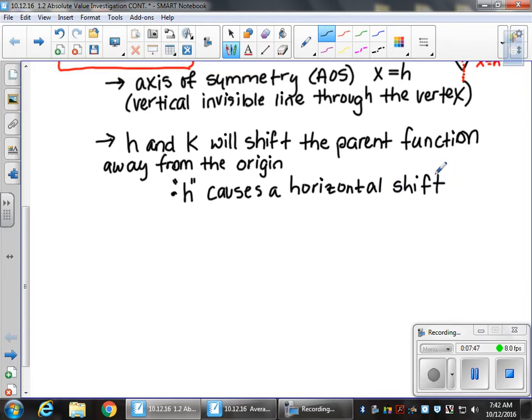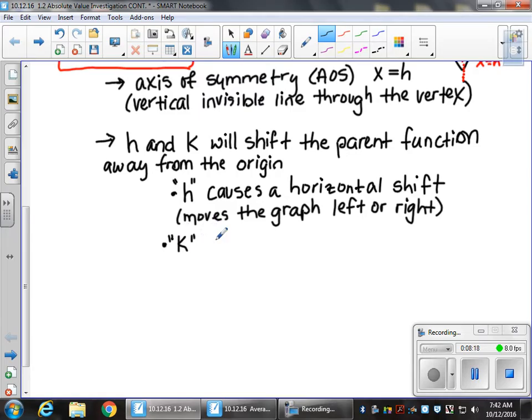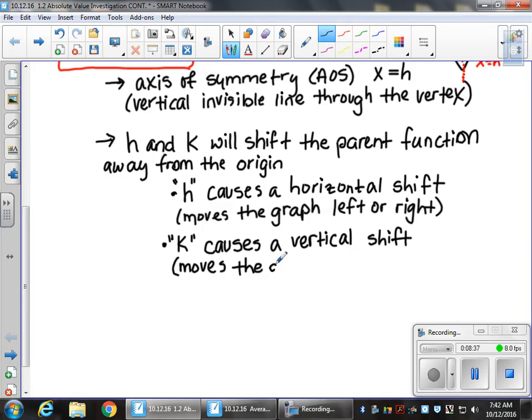What do we mean by horizontal? What directions is that? Left and right. If you ever are not sure, think horizontal, horizon, like the horizon of the sky is this way. So let's put that in parentheses. Moves the graph left or right. So if h causes a horizontal shift, guess what k does? Good job. K causes a vertical shift. Moves the graph up or down.